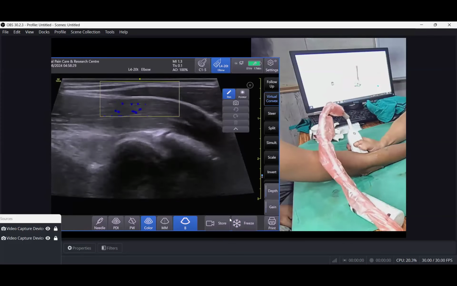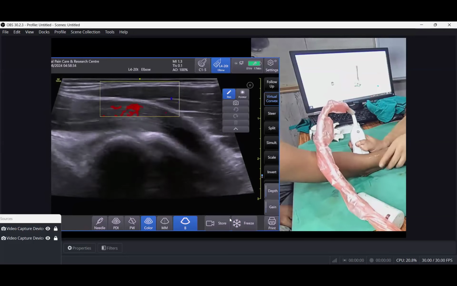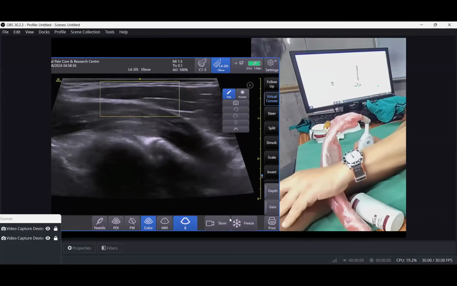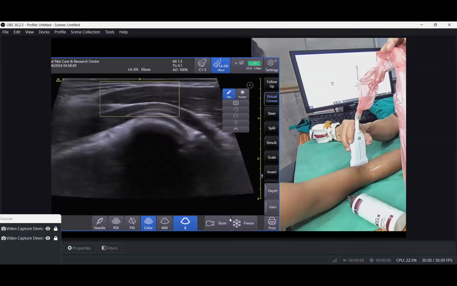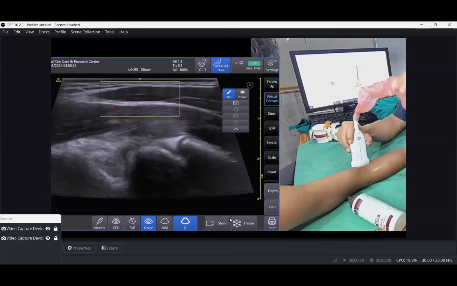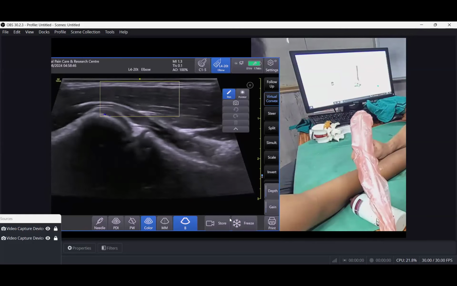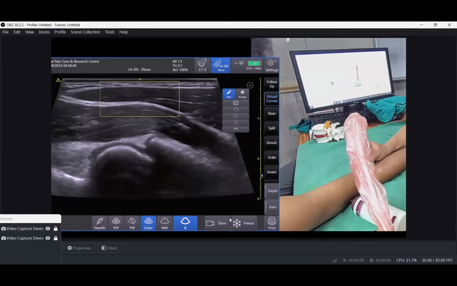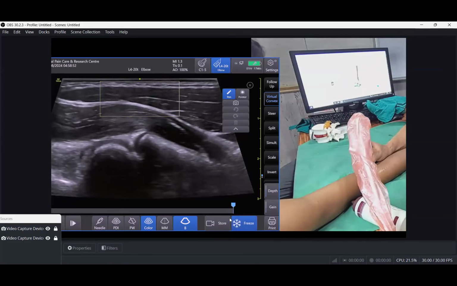So here, if I glide my probe medially, you can see I'm putting my probe along the long axis of the humerus on the medial side of the elbow. When I do this, you can very nicely see the ulno-humeral joint. In the medial aspect, this one is the ulno-humeral joint.